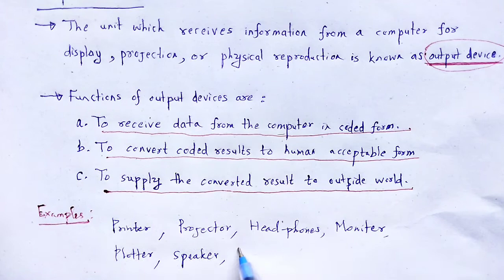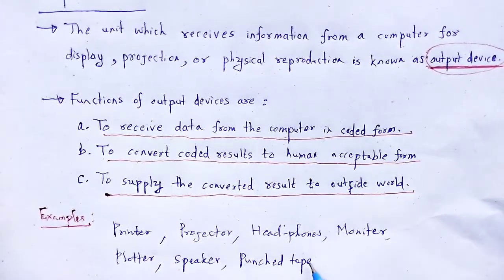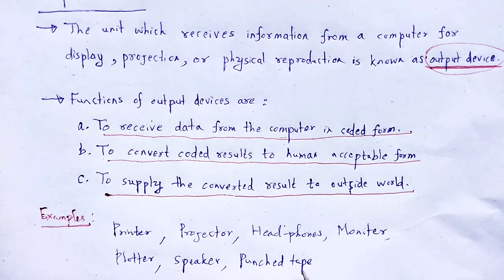punched tape. Punched tape is a long strip of paper in which holes are punched. In fact, the pattern of punches carries data. It was extensively used during the age of teleprinter communication, and it was also used as a storage medium for minicomputers, though it is not in use nowadays.